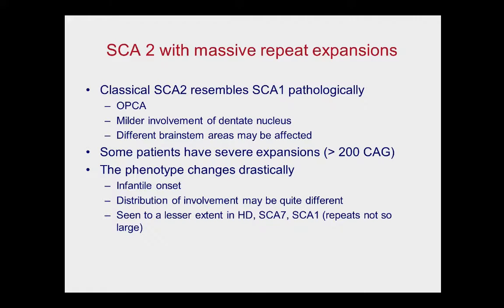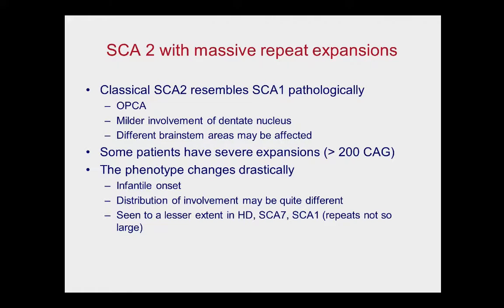One of the differences, though, is that in some patients with SCA2, they have massive repeat expansions. So in SCA1, the largest repeat expansion ever reported in a human patient was like 83. So that's why we used 82, to try to make it as fierce as possible.